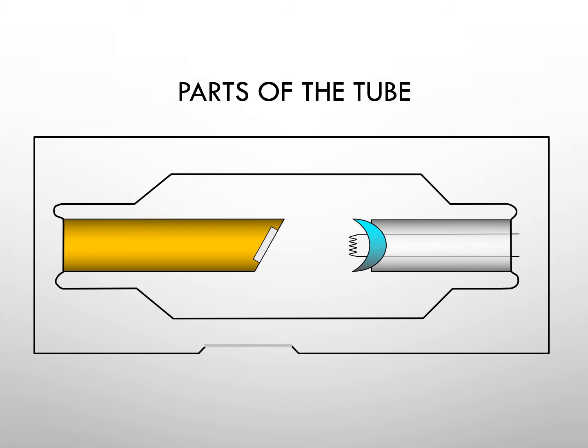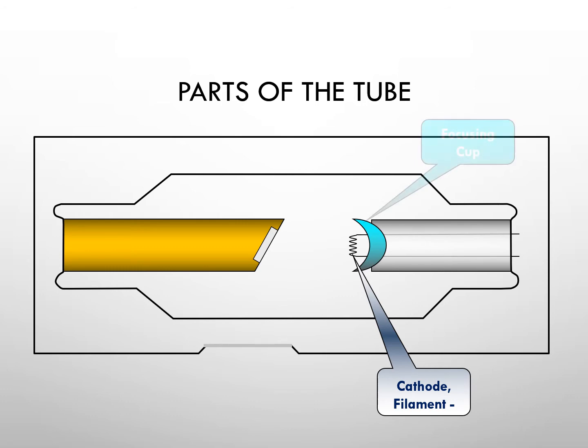So let's take a moment and quickly review the tube parts. First, we have the cathode or filament, our source of electrons. Surrounding the cathode is the focusing cup. This will focus the electron stream onto the target.